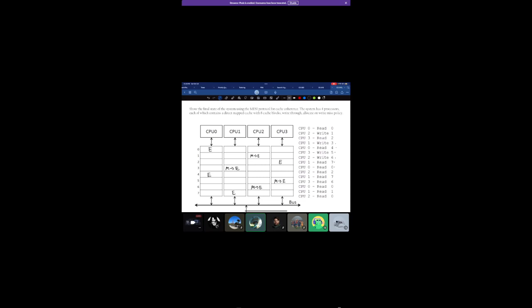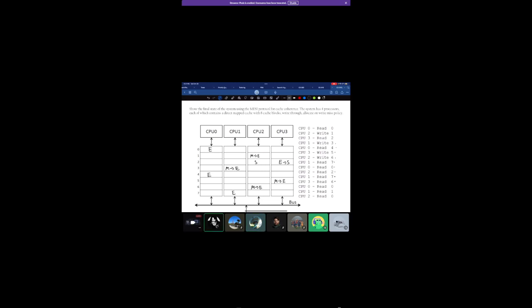CPU 0. Again, we're reading 0. We have it. So that just reads it perfectly fine. Then we go to line 2. CPU 2. We read 2. We don't have it in CPU 2, but we have it in CPU 3. That can become shared. Shared. Okay. CPU 1, we read 7. We already have 7, so that doesn't change anything. CPU 3, we read 6.